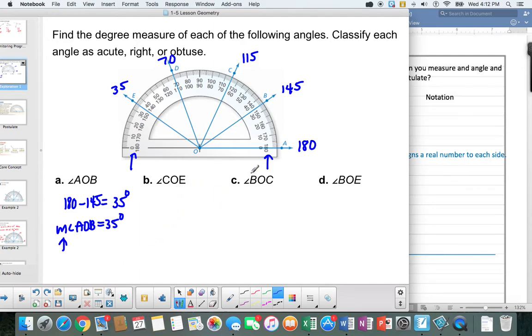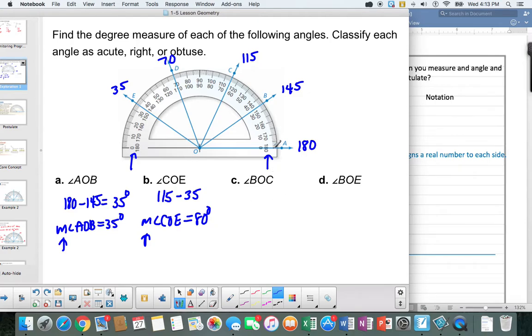Angle COE. All right, C, O, and E. Now C has the 115 associated with this side of the angle, and this side of the angle has the 35, and I'm going to subtract these, and I'm going to get 80. So the measure of angle COE is equal to 80 degrees. Again, it's important that you put the little m. The m says we're talking about a measure. If you leave the m out, we're talking about a set of points.